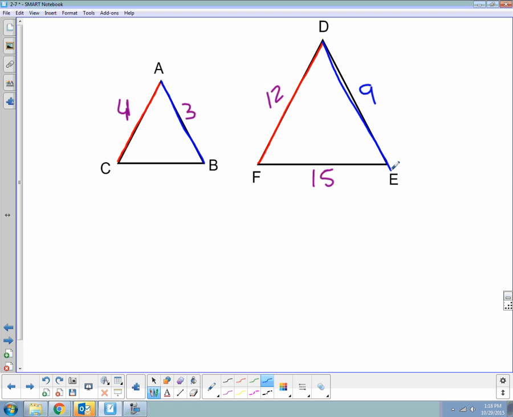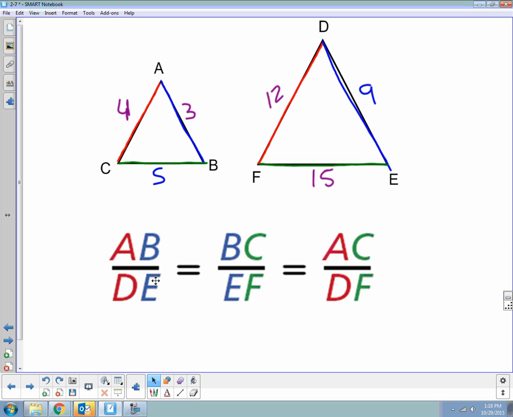Similarly, from CB to FE, if I know FE is 15, then CB is going to have to be 5, because CB has to match or correspond with FE. And so that proportionality is something that we're going to use. We're going to have you write this down. That's exactly what's written here.